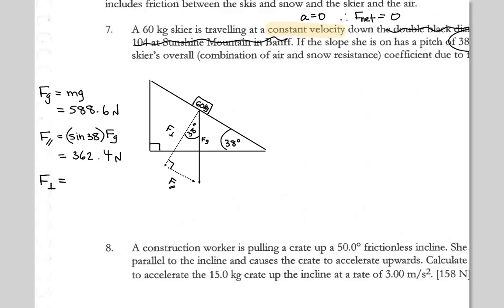And we have F perpendicular, which is the adjacent, so the cosine. So you have cosine 38 times that 588. I'm looking at 463.8 newtons. So that's a great place to start, especially if you're maybe stuck.